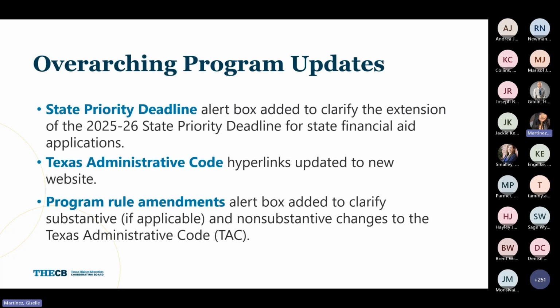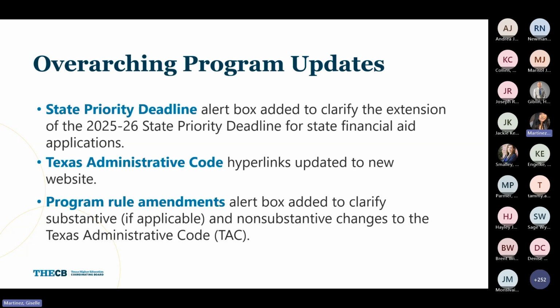And lastly, you'll notice that many of the program guidelines have an alert box to clarify rule amendments that were adopted in January and April of this year, which may impact the references found in the guidelines. Since rules change frequently, it's always best to refer to the actual rules in the administrative code since guidelines are only published once a year.